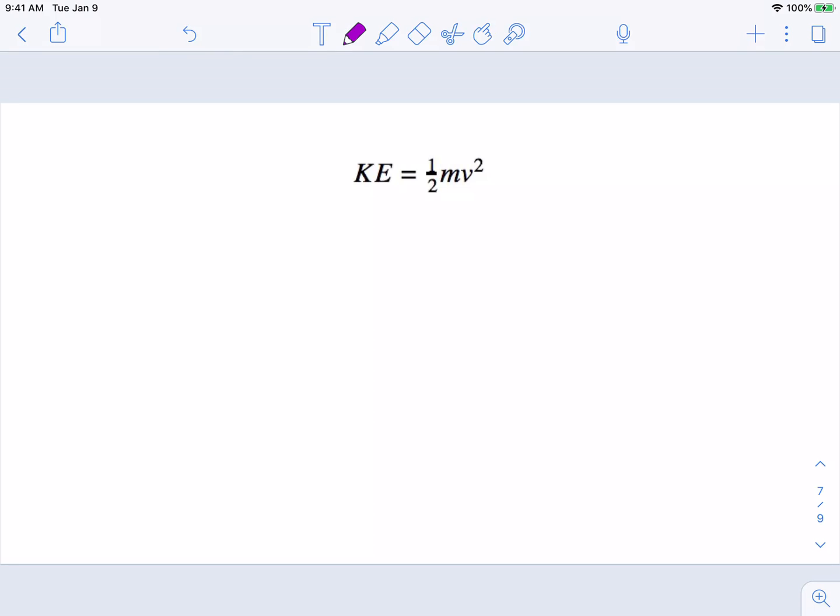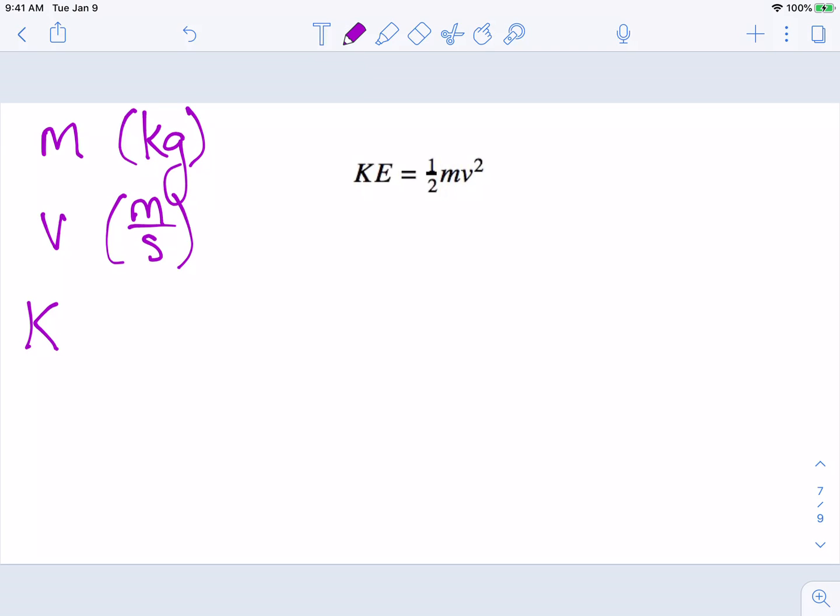So we have a new variable, but let's look at the variables we know. M is a variable that stands for mass. Mass is measured in kilograms. It's one of the fundamental units. We've talked already a lot about how velocity is measured in meters per second. And then we have this new variable, KE. KE stands for kinetic energy.